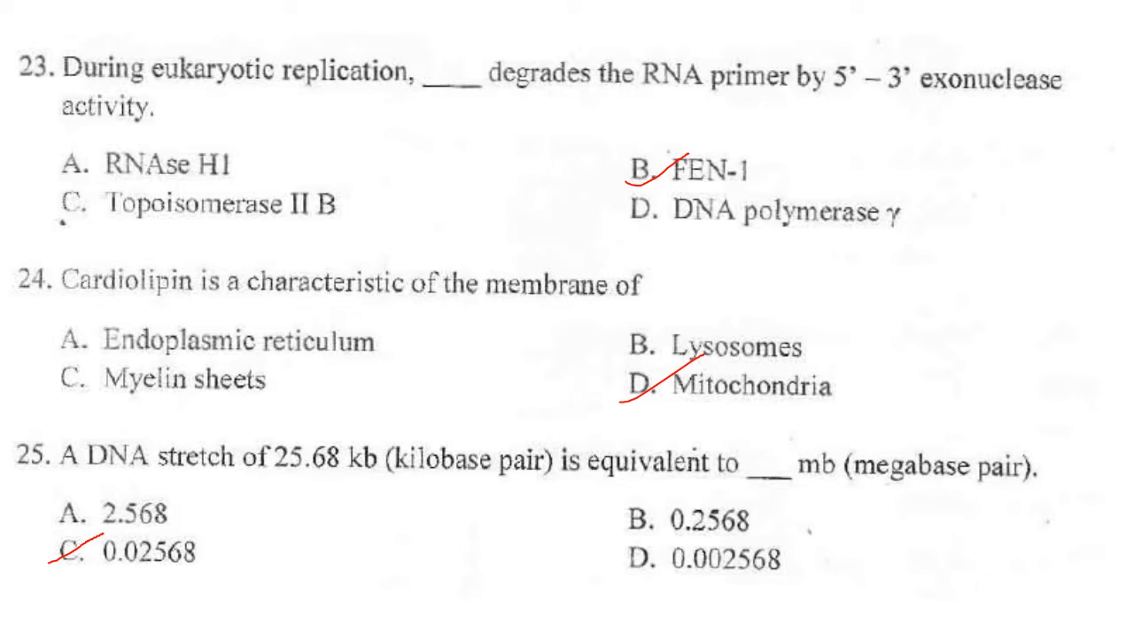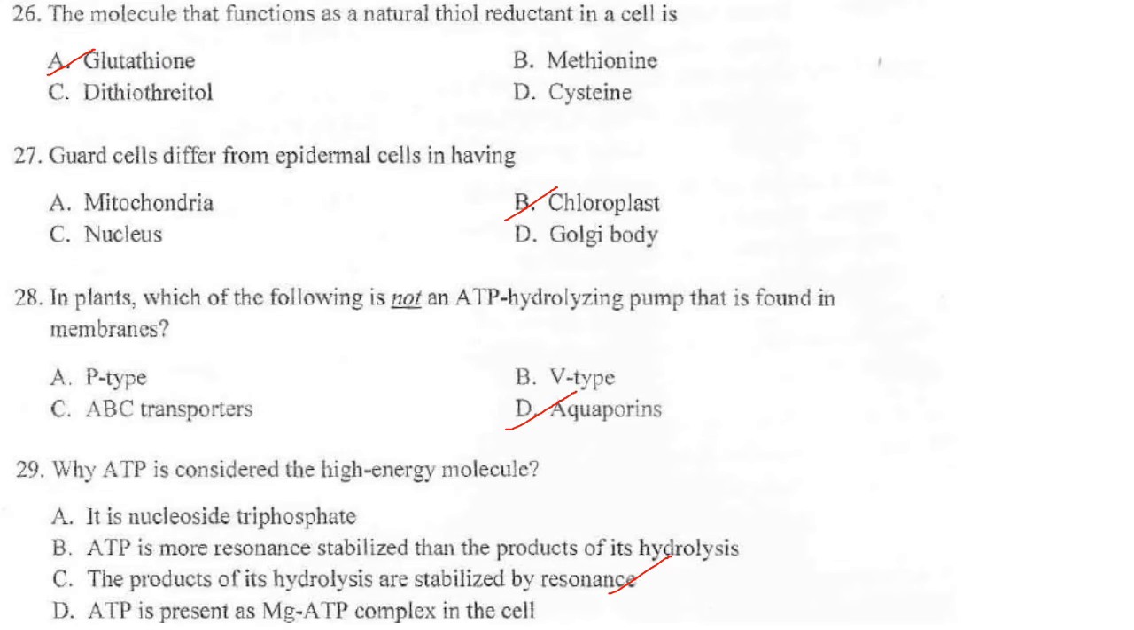Then a stretch of 25.68 kb, kilo base pair, is equivalent to dash mega base pair. So 1 mega base pair is 1000 kilo base pair. So 25.68 kb is 0.02568. Answer is option C. The molecule that functions as a natural thiol reductant in the cell is glutathione. Answer is option A. In all the examinations, I have found at least one question with glutathione.